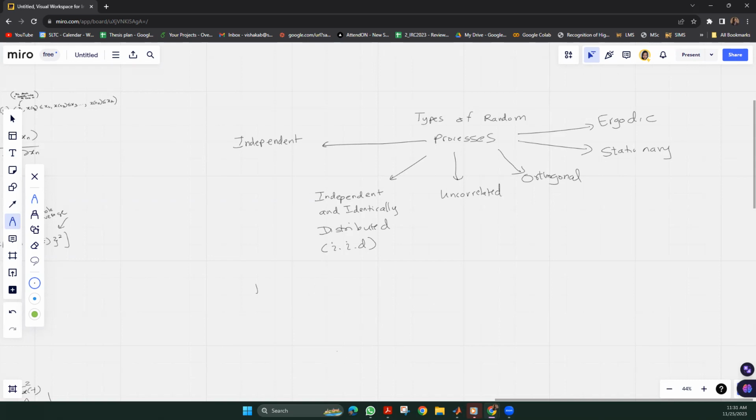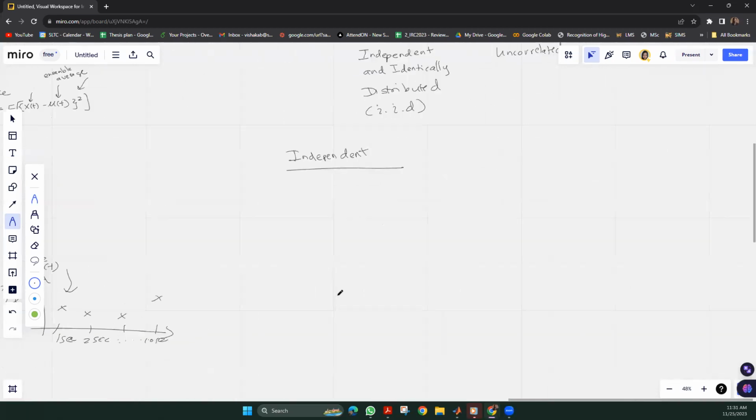When we talk about independent random processes, they are almost equal to the independent random variables that we discussed in the last class, right? Independent random processes means that the behavior of a certain random variable xt1 is not affecting the behavior of another random variable xt2. So this random variable is not affecting the other random variable.